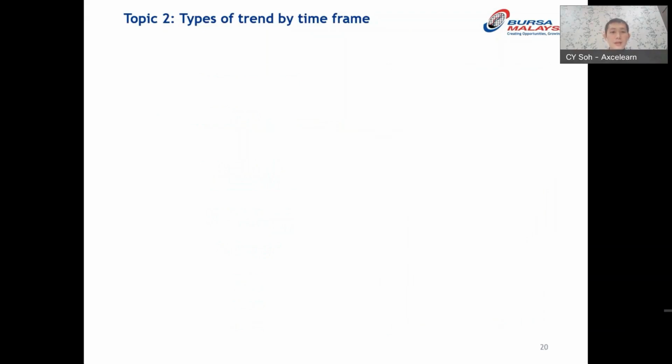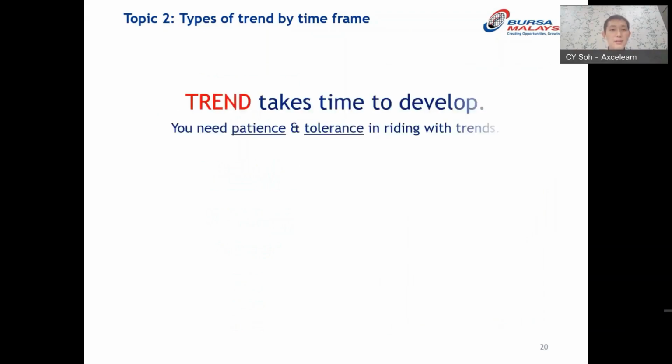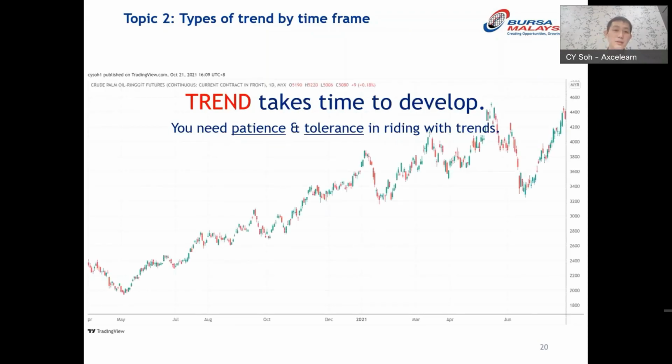Now, the most important thing on time frame is that you need to understand this important concept. Whichever trend you are trading, you need to have the patience, because whether you are trading the minor trend, secondary trend, or primary long-term trend, it needs time to develop. You need to have patience and tolerate when riding the trend. And the most important thing is, can you actually survive the whole trend?